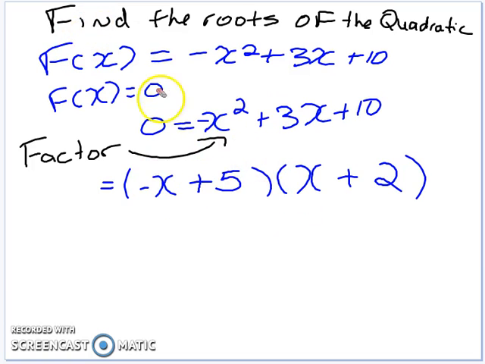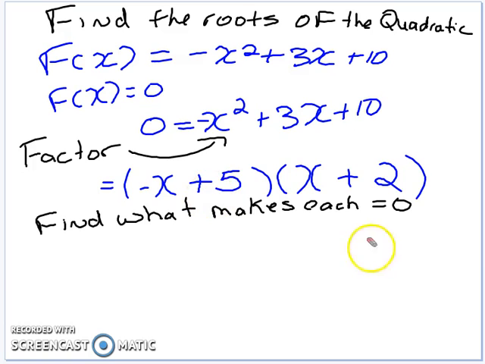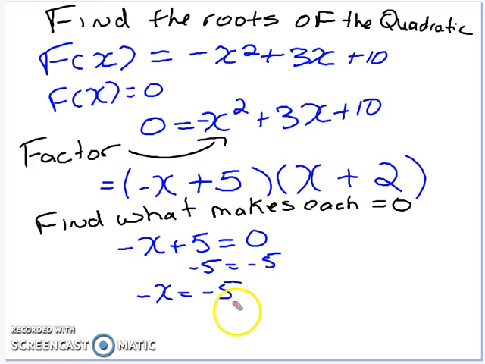So now that I have this, this is all equal to 0. So I'm going to find out what makes this 0. What number could I put in here to make this equation equal to 0? What I do is I just set up negative x plus 5 is equal to 0. I subtract 5 from both sides, and I find that negative x is equal to negative 5, or x is equal to 5. So that means if I plug 5 back in up here, negative 5 plus 5 is 0, and 0 times anything is going to be 0.